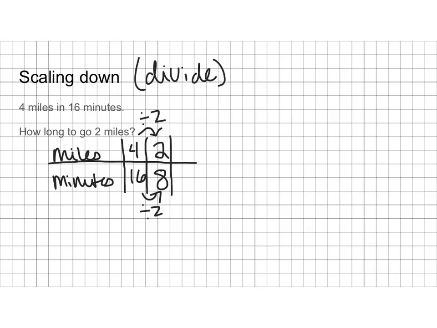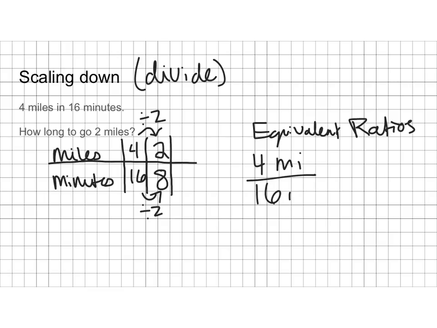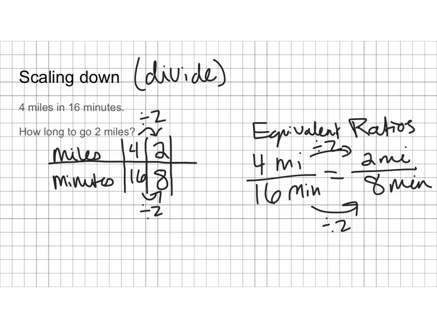Now let's see it with equivalent ratios. So once again, we start out with 4 miles to 16 minutes. And that's equivalent to 2 miles in how many minutes? So since we divide by 2, we also need to divide by 2 and get 8 minutes.